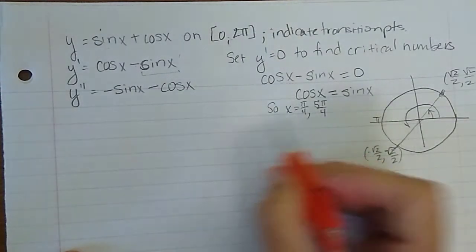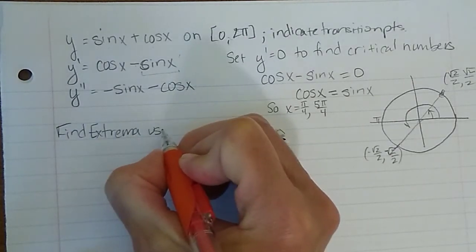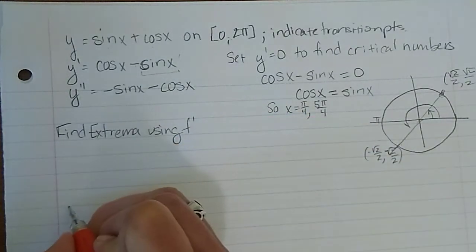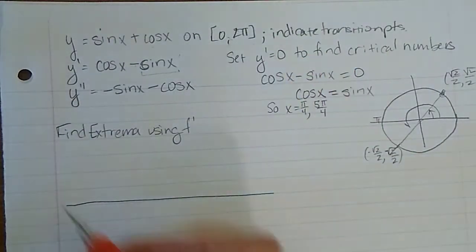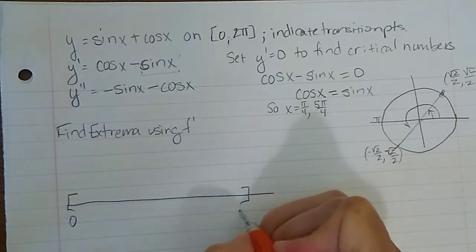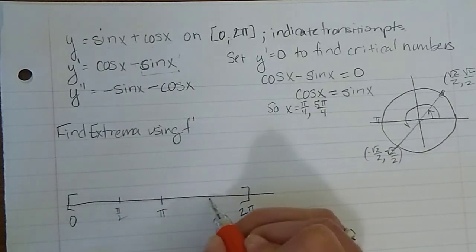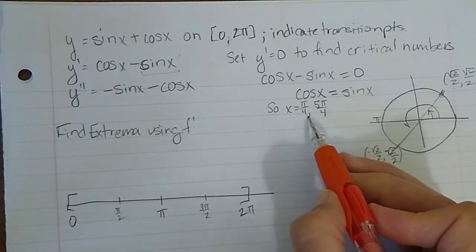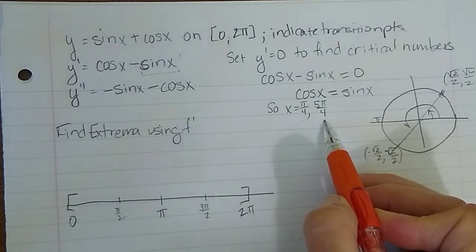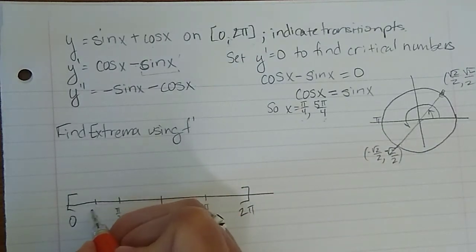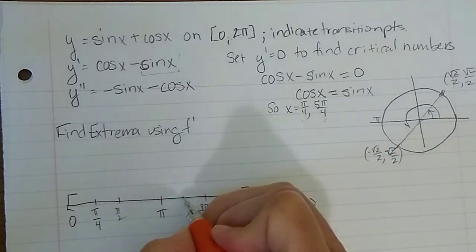And so then what I'm going to do is find the extrema using the first derivative test. I like to have some sort of a representation of the real line. In this case, I don't need the whole real line. I'll just use the interval from 0 to 2 pi, and I'll just give myself some scale. My first derivative is equal to 0 at these two x values, and so it's possibly going to change sign on either side of those. Pi over 4 is here, and 5 pi over 4 is between 4 pi over 4 and 6 pi over 4.